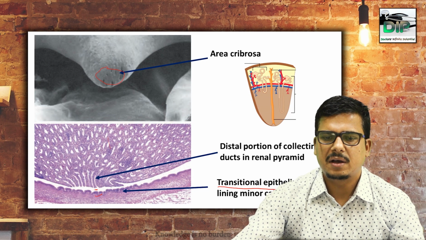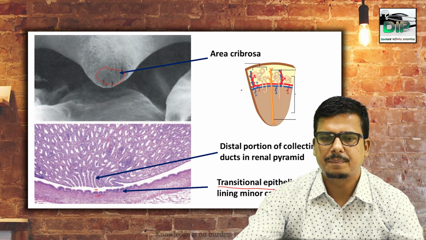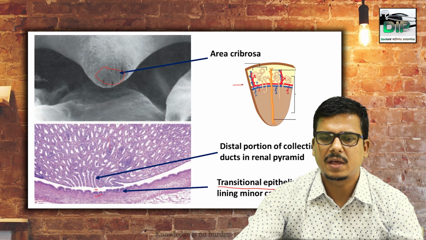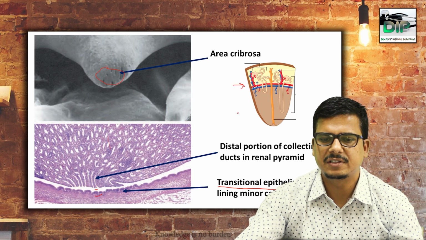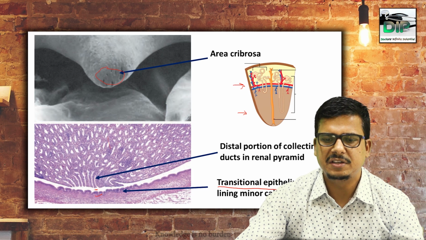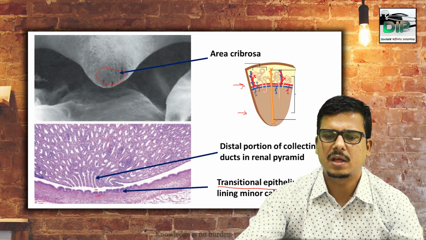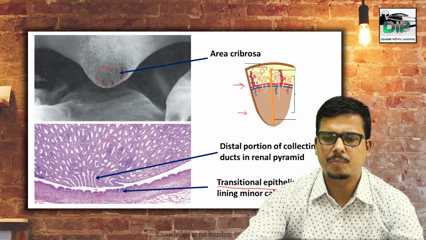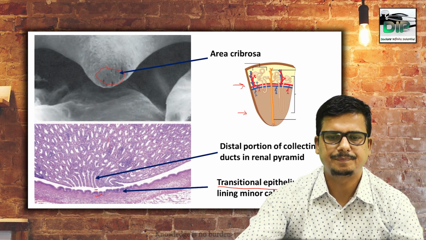Here you can see the section of the kidney showing the different cortex and medulla. This region is cortex and this region is medulla, and this is the tip of the medulla where the distal portion of the collecting duct opens. This distal portion of the collecting duct is also called the papillary duct because it opens at the region of the papilla.